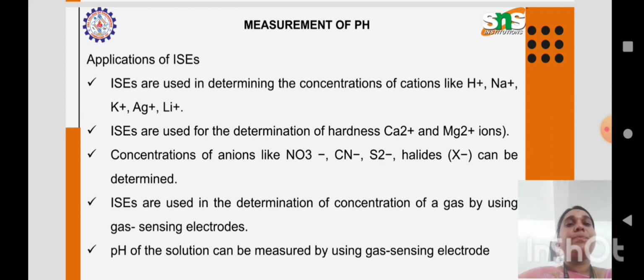So this is the measurement of pH by sensing through the internal standard electrode, with the calomel electrode as a reference, and the glass electrode as another reference.